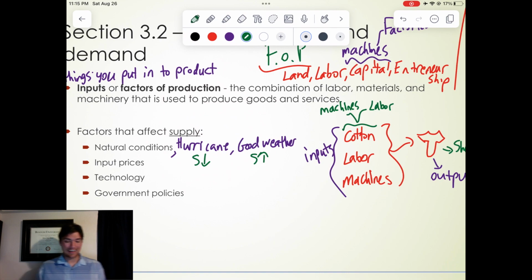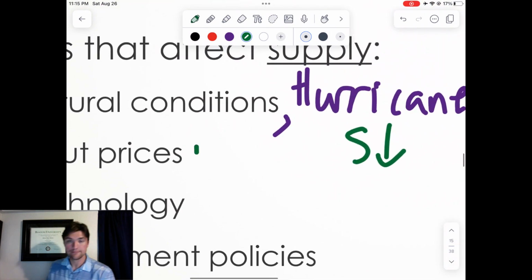So remember how I said cotton is like the middle part of it, right? If the cotton gets more expensive, then the firms are just like a human or a consumer, right? If cotton is more expensive, do businesses buy more cotton or less cotton? Less cotton. And if a firm has less cotton, how many t-shirts can they make now? Less. So if the price of inputs increases, supply goes down.